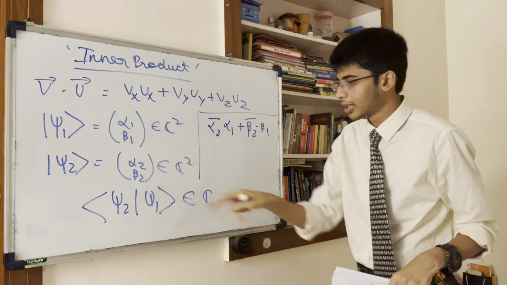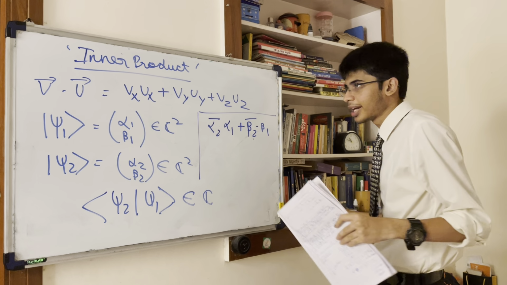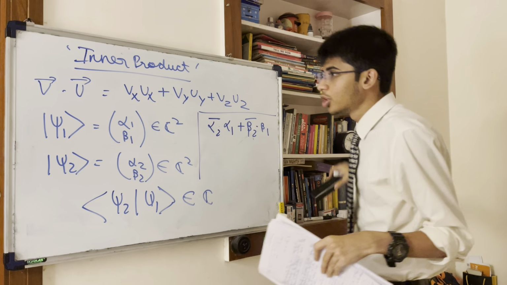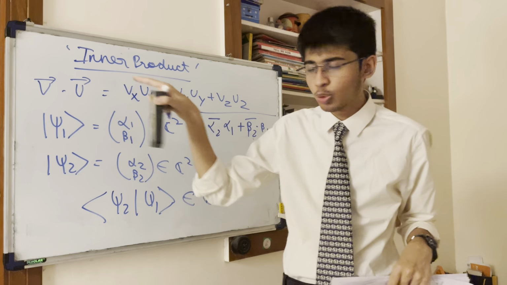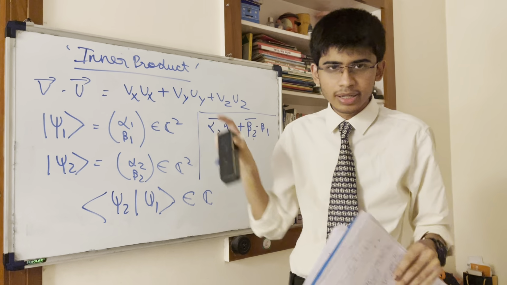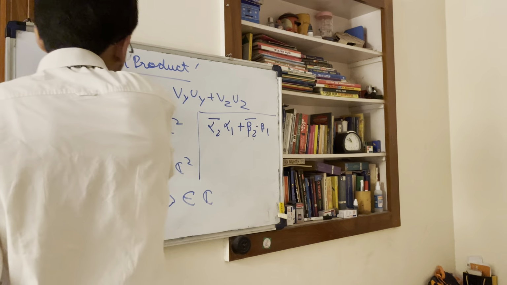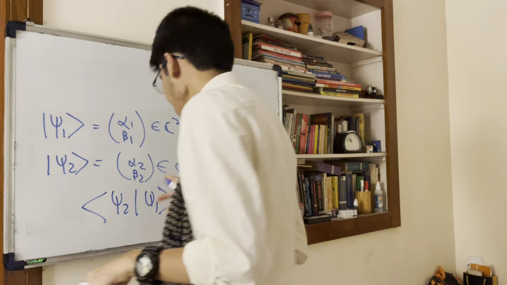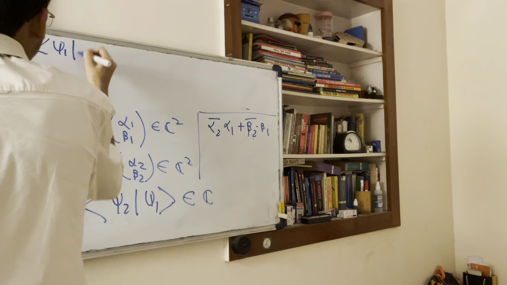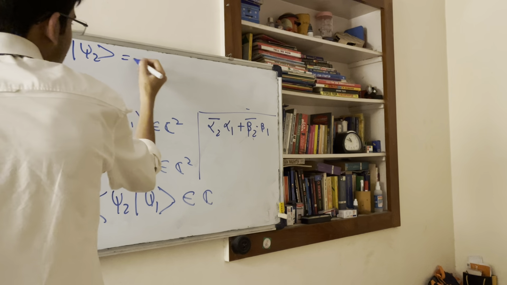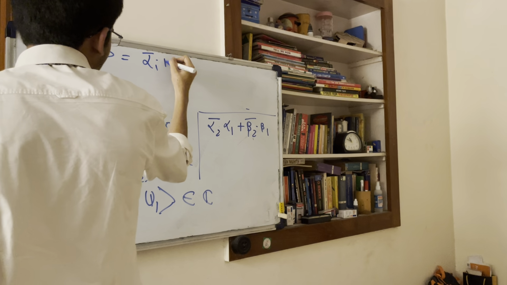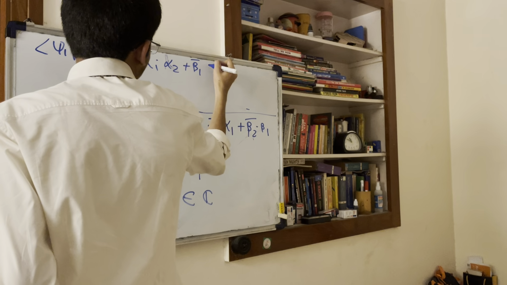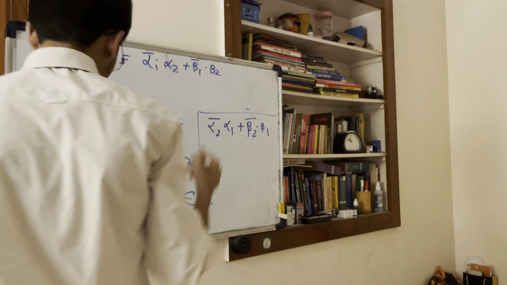Now if I were to flip it, if I were to write it as psi 1 and psi 2, here comes our difference with the dot product. The dot product, as we said, v dot u was u dot v. It didn't matter. Here it does matter. Let's see how. If I flip this and write it as psi 1, psi 2, this will become alpha 1 conjugate alpha 2 plus beta 1 conjugate beta 2.